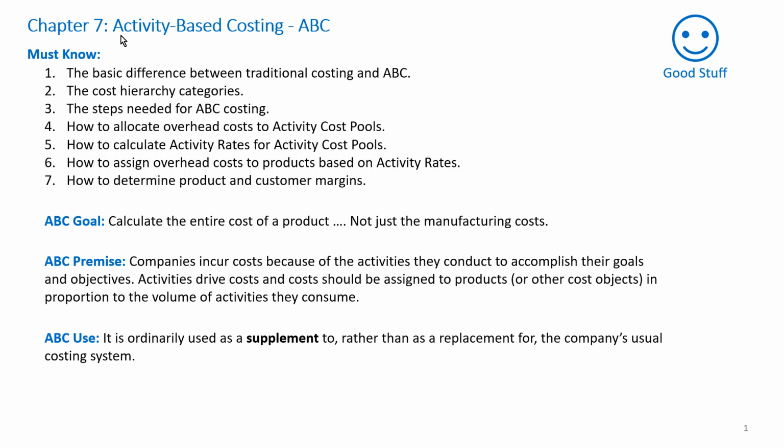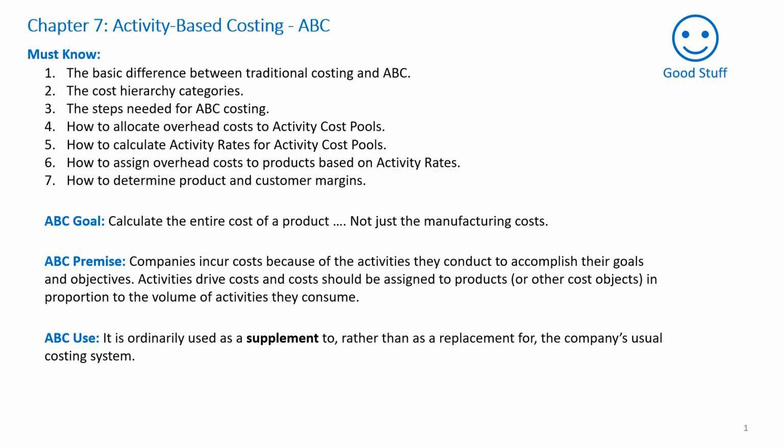Chapter 7, Activity-Based Costing. Hello all. Chapter 7 introduces you to Activity-Based Costing, or ABC. ABC is a tool that has been embraced by a wide variety of service, manufacturing, and nonprofit organizations.